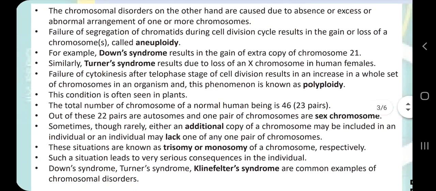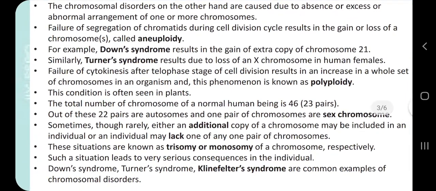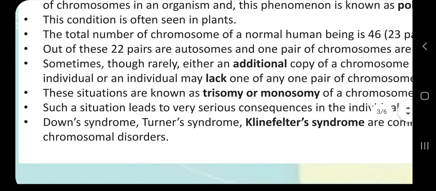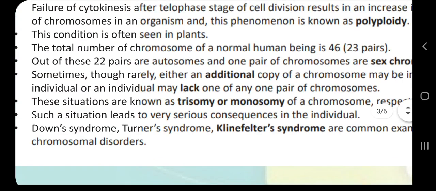You need not remember all this, because only trisomy of chromosome 21 is included in your syllabus. So now you understand the terms trisomy and monosomy. This is what I want to bring to your attention. So these situations are known as trisomy or monosomy. Now you know what is trisomy, what is monosomy. Trisomy means one extra chromosome.